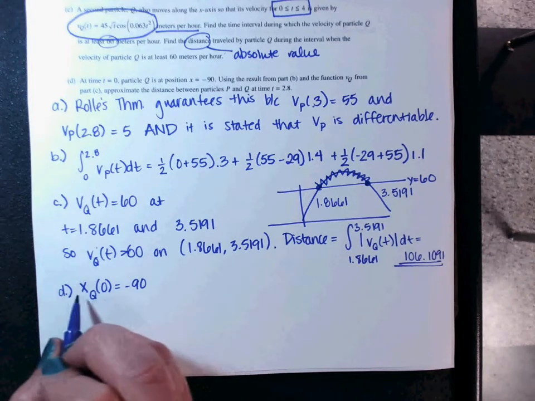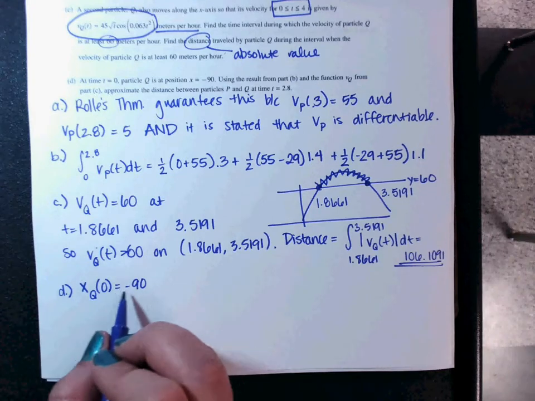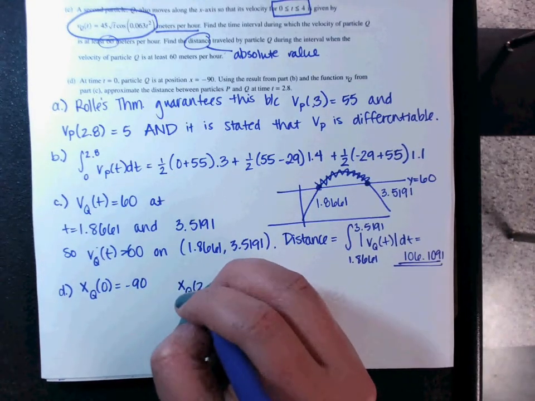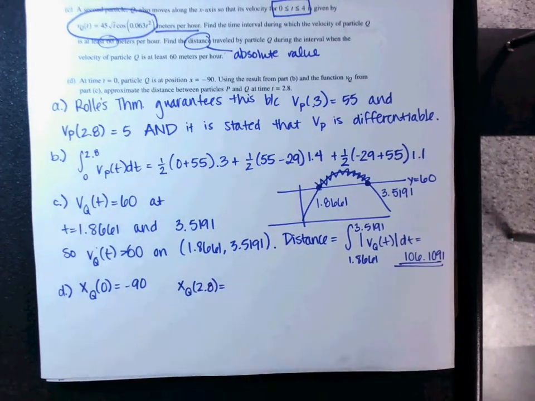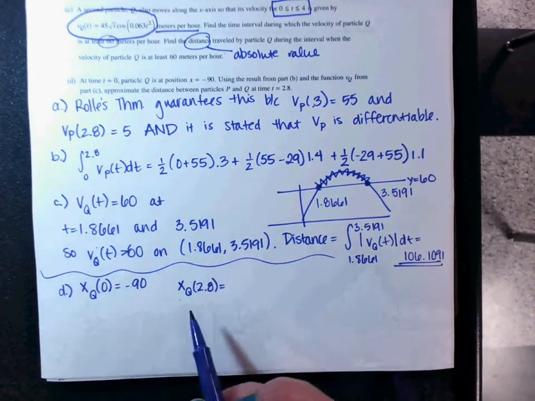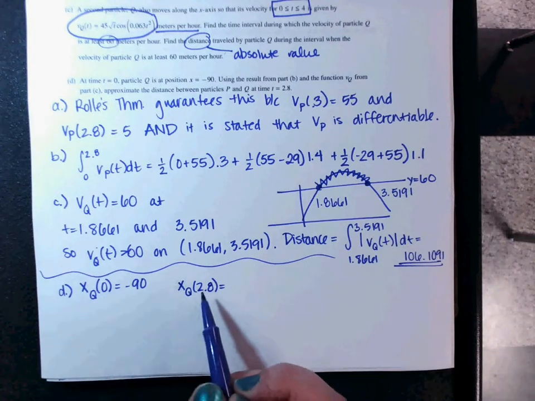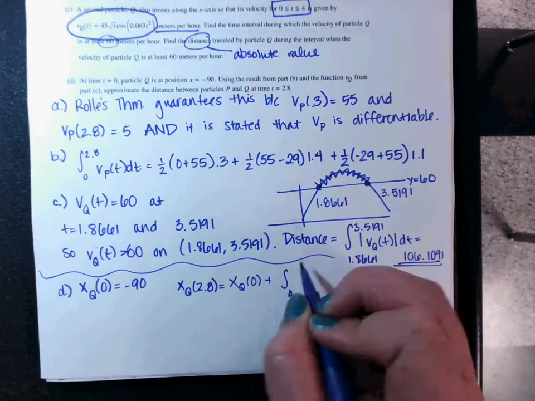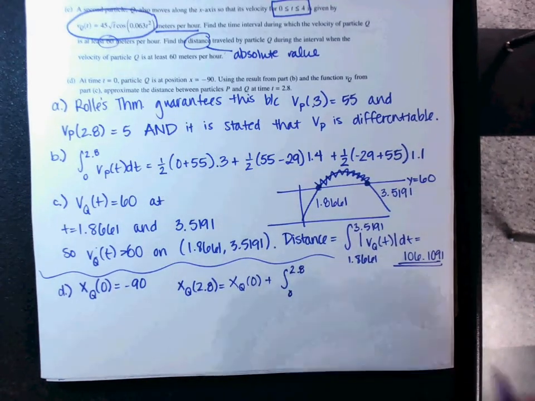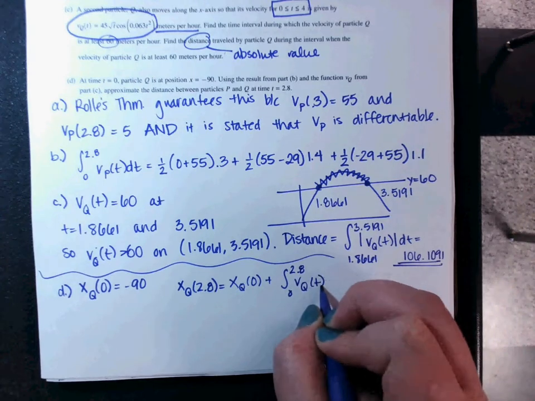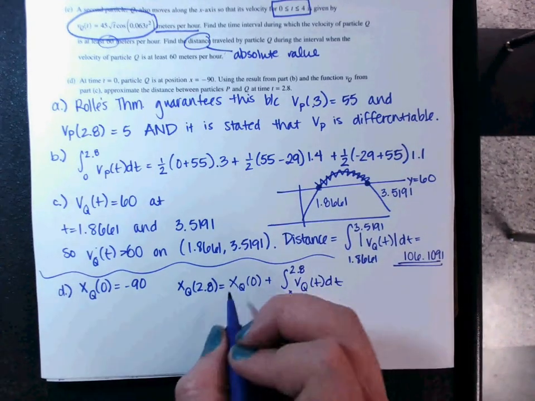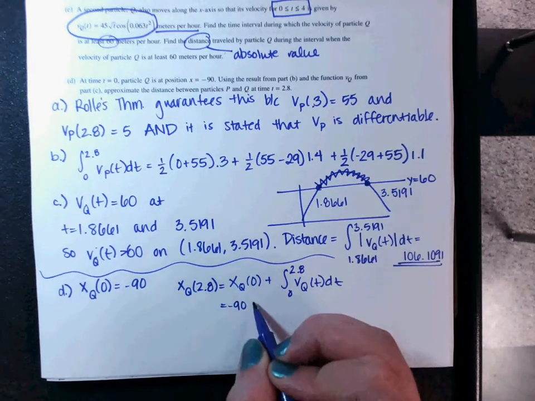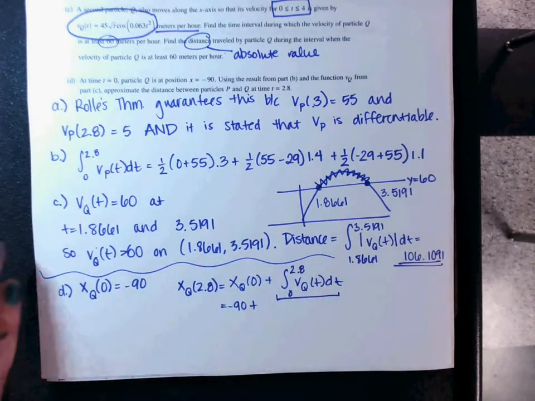Okay, well, let's just think about it. If I know the position of particle Q at 0, it's at negative 90, then how can I find the position of particle Q at 2.8? This was a version B. So all that you had to do is say, okay, well, particle Q at 2.8 is wherever particle Q was at 0 plus the integral from 0 to 2.8 of the velocity for particle Q of t dt. Okay, then remember, I already know x of 0, they just gave it to me, it's negative 90 plus, and then this integral I'm going to work out in the calculator.